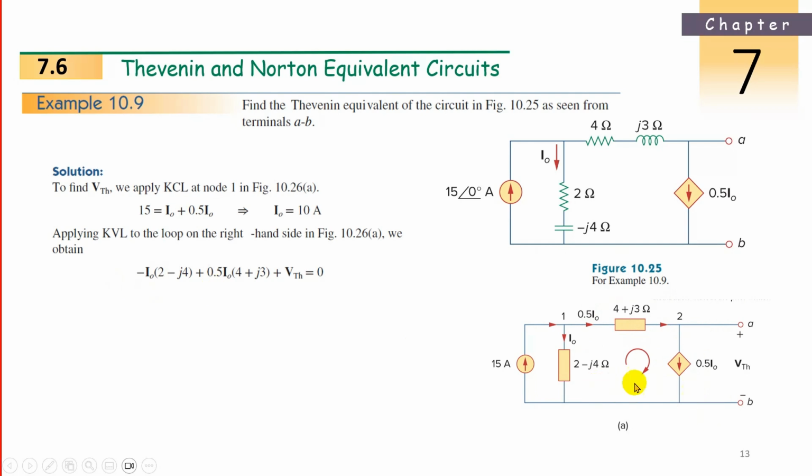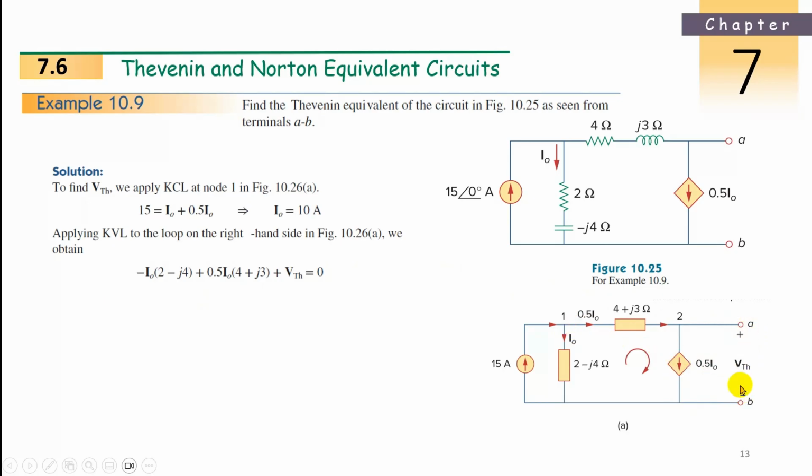So what is the loop here? In this impedance, I0 voltage we need: I0 multiplied by Z. And how is the direction I chose in this form? So it will be minus, because this and this direction are opposite. So minus I0 multiplied by (2 minus j4), plus, same direction: this is our assumed direction, and this direction is the same. So plus 0.5 I0 multiplied by (4 plus j3), plus VThevenin, because here the voltage is coming at this node completely. VThevenin is adding here. So equal to 0, because when you find the KVL, this will be open circuit.